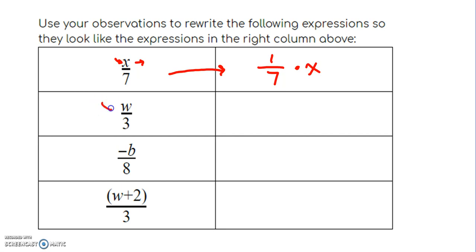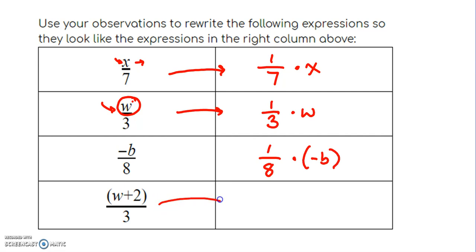Down in number 2, we have w divided by 3. So dividing something, our w, by 3 is the same thing as taking 1/3 of that same number. And we just continued that pattern. Down here in number 3, we had 8 in the bottom, so we can write that as 1/8 of negative b. And then the one tricky one was this. We have an expression up here on the top of the fraction. But if we follow the same pattern, if we're dividing an expression by 3, that's the same thing as taking 1/3 of that same expression.